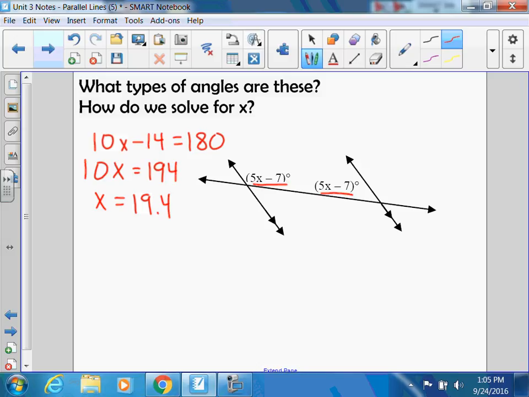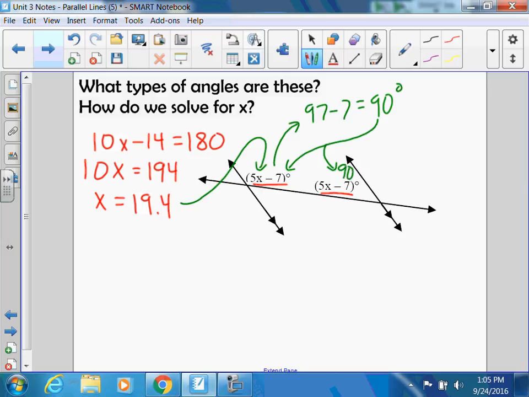Now I want to investigate this a little further. What I want to do is take 19.4 and plug it in for x to find out what I'm going to get here. 5 times 19.4 is 97. And minus 7 equals 90. So this is 90 degrees right here. Do you notice that both of these angles have to be the same because they're both 5x minus 7? So I guess this would also mean that this is 90 degrees.